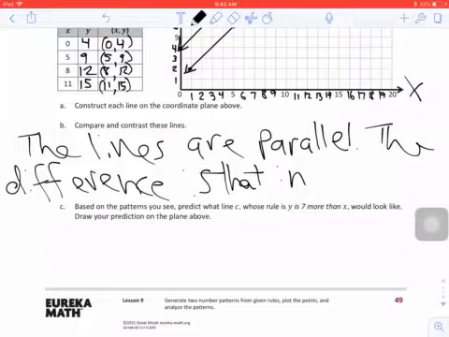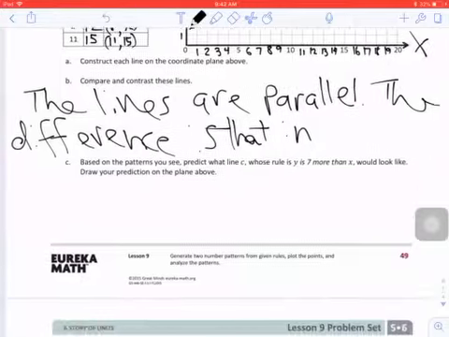Based on the patterns you see, predict what line C, whose rule is that y is 7 more than x, would look like. Draw your prediction on the plane above. So I want you to think about it first. I want you to draw it first.